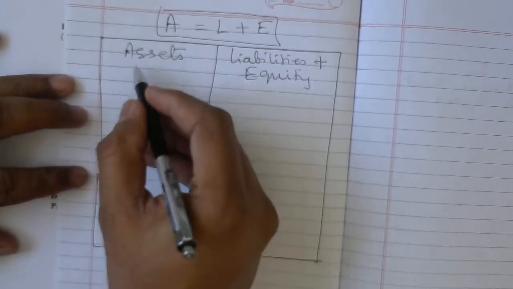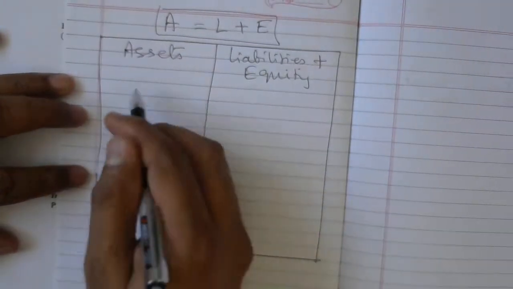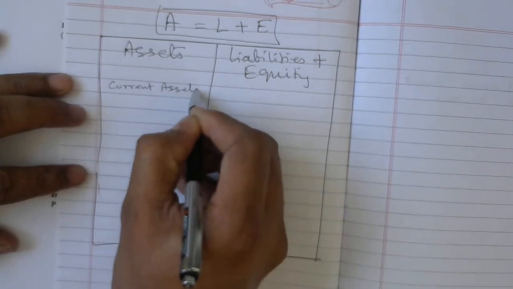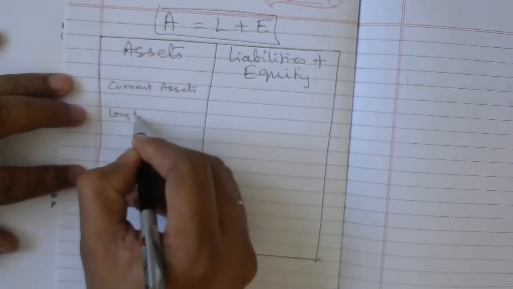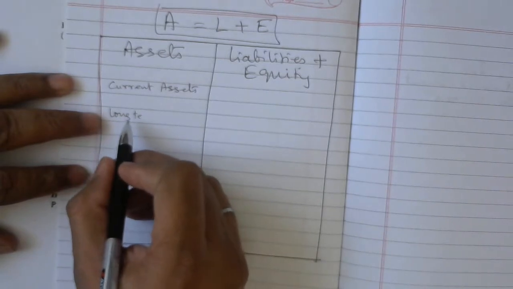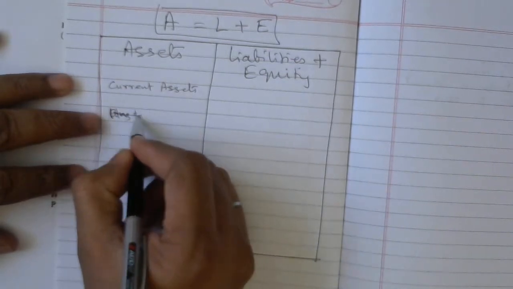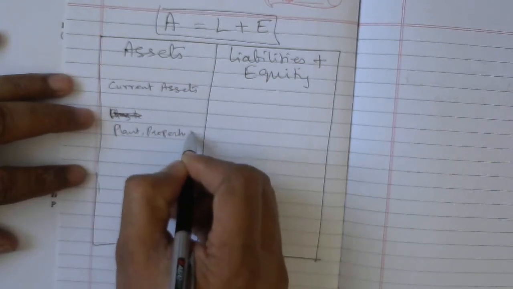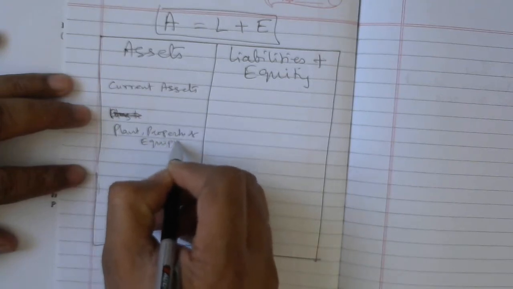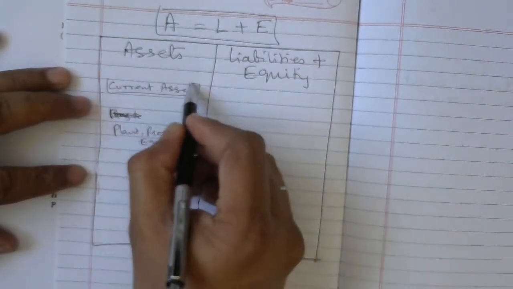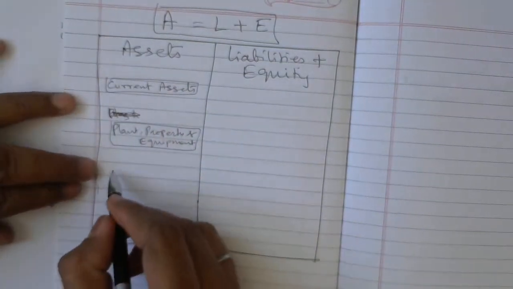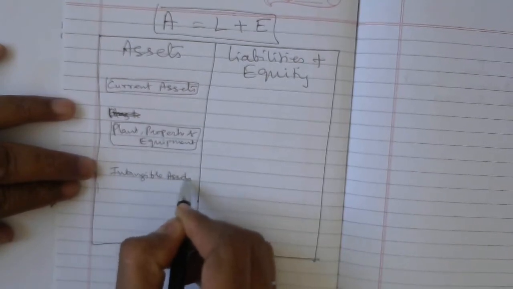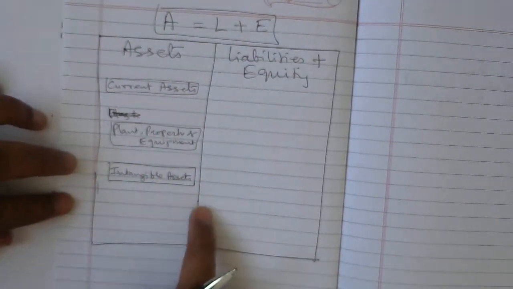Now the classification, or what we call a classified balance sheet, is like this. First is current assets, then long-term assets. It's not strictly called long-term assets; it's called plant, property, and equipment. So this is one group, current assets, and this is another group, and another group is intangible assets. Goodwill, patents, those kinds of things are called intangible assets.